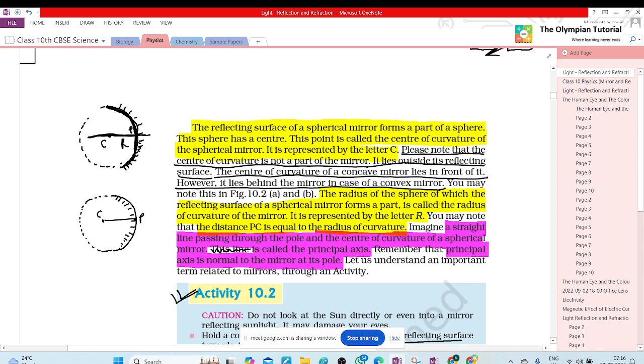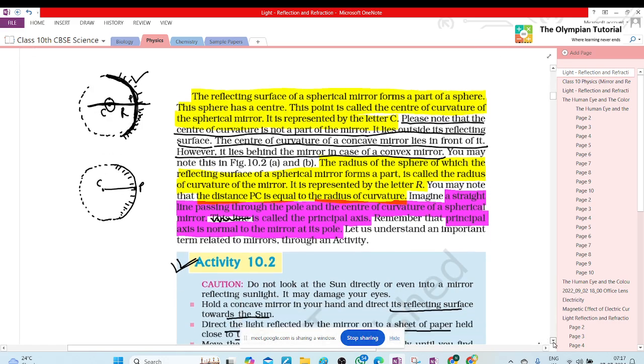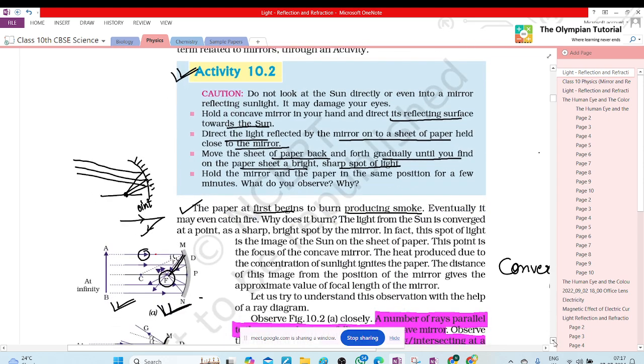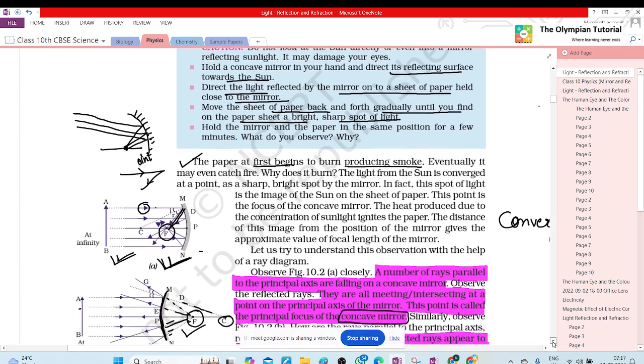And does aperture depend on focal length or not? No, it does not. Sorry, focal length depends on aperture because center of curvature depends on it, but aperture does not depend on focal length. Activity 10.2 is important. You can get a question as objective type. To write anything means to write about this activity. I already told you about this activity.